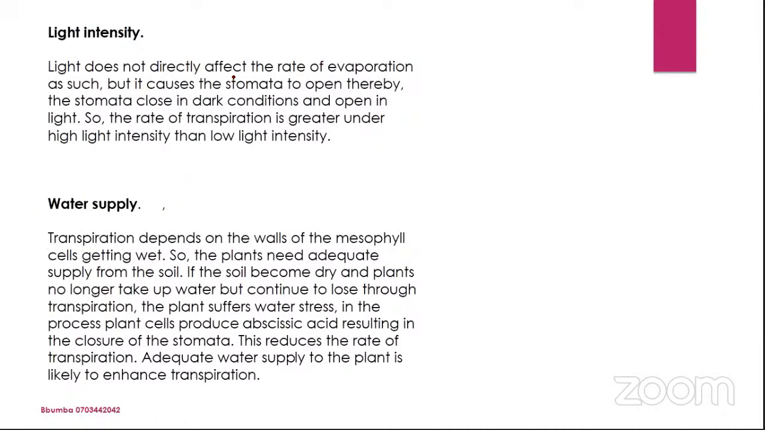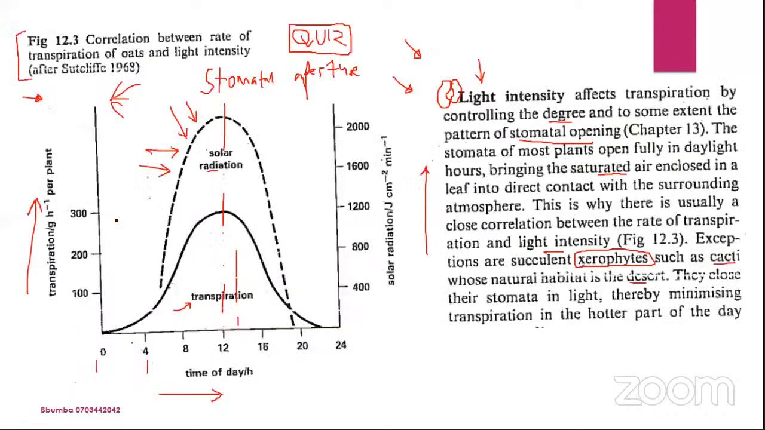Light intensity does not directly affect the rate of transpiration, but it causes the stomata to open, the stomata closing in dark conditions and opening in light. So the rate of transpiration is greater under high light intensity than low light intensity. So in case such a graph comes in paper 2 or paper 1, you are able to tackle it.